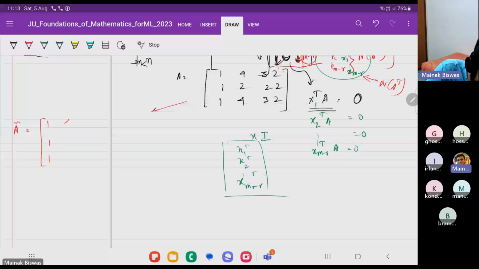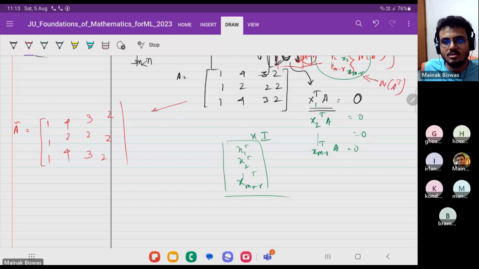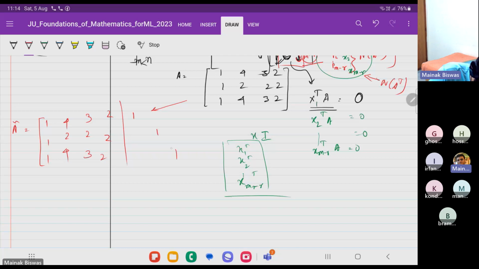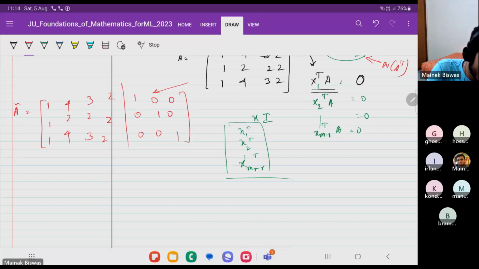1, 1, 1, 4, 2, 4, 3, 2, 3, 2, 2, 2. What will I augment it with? An identity matrix, right? Just as we did. Am I audible? Yes. So 1, 1, 1, right? So next, what will I do? I will do row reduction again. So what will this matrix turn out to be?